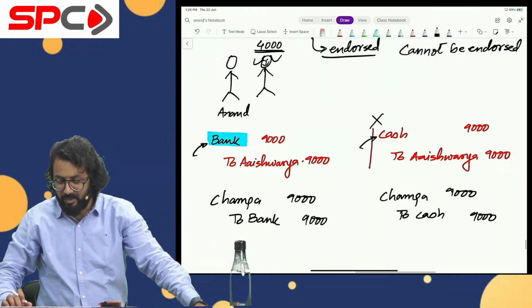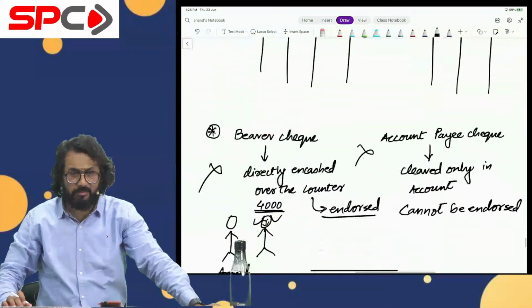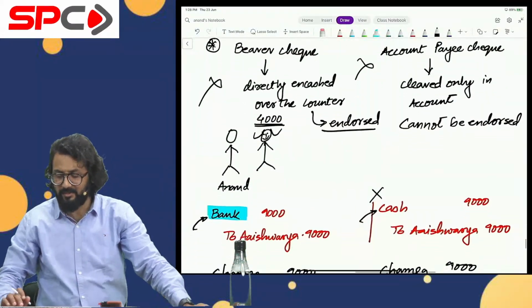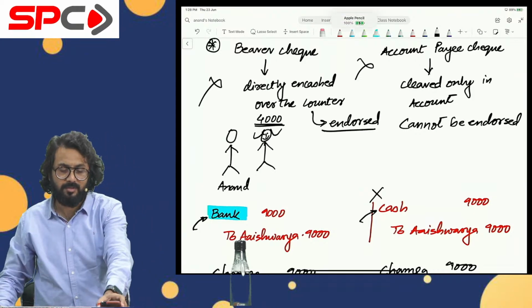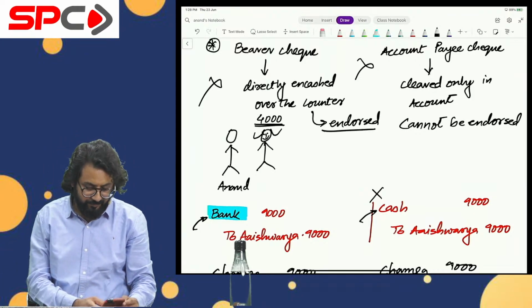Do you want to write down endorsement? Yes or no? You will have to write. You are from which board? CBSE board. Okay. I know it's very easy, but do it.